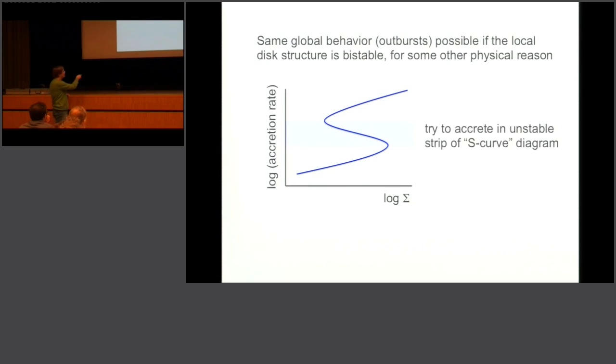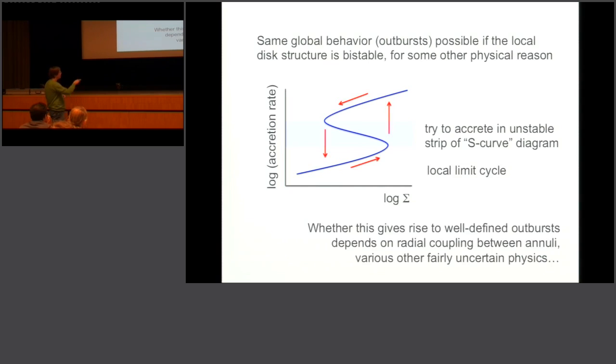We have this one radius, this S-shaped curve of consistent solutions of accretion rate versus surface density. Now, if we're in this middle patch, where if we increase the surface density, the accretion rate goes down, that's the unstable branch of this curve. So if we try to accrete in this unstable strip of the S-curve, then we have this local limit cycle. And so the picture would be that we're trying to accrete at this particular rate. Let's imagine we start on this lower branch.